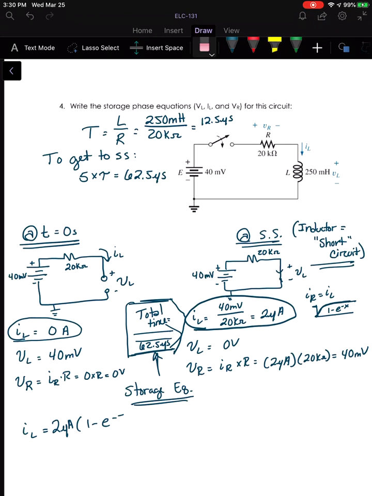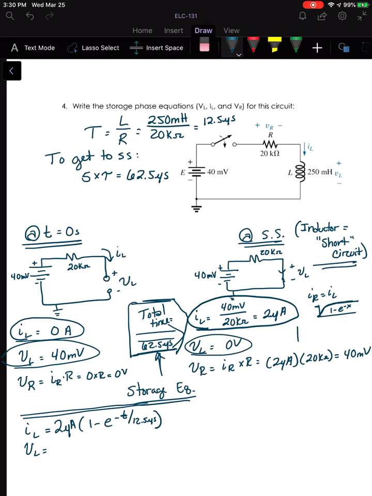Let's see, I'm going to get rid of more of that. Give myself a little more room here. Okay, so these are my storage equations, remember. V sub L is going from 40 millivolts to 0. So that's the other equation. That's the one that starts at maximum and goes to 0. That's e to the minus x, which is t over tau. And that voltage that we're starting at is 40 millivolts.